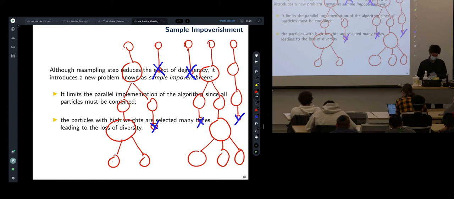So that's the fundamental problem that is introduced by resampling, called sample impoverishment. So there are 2 problems, right? Degeneracy introduced by SIS and sample impoverishment introduced by resampling, but we're not going to fix that. It's good tuning, we'll make it work, but this problem is there.